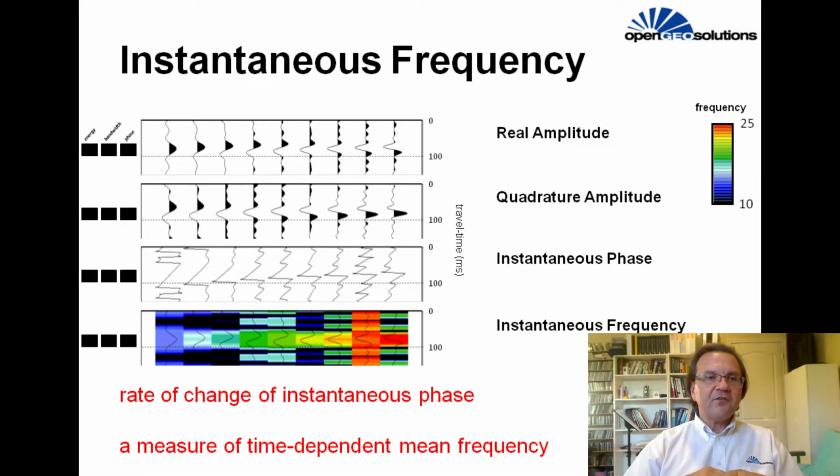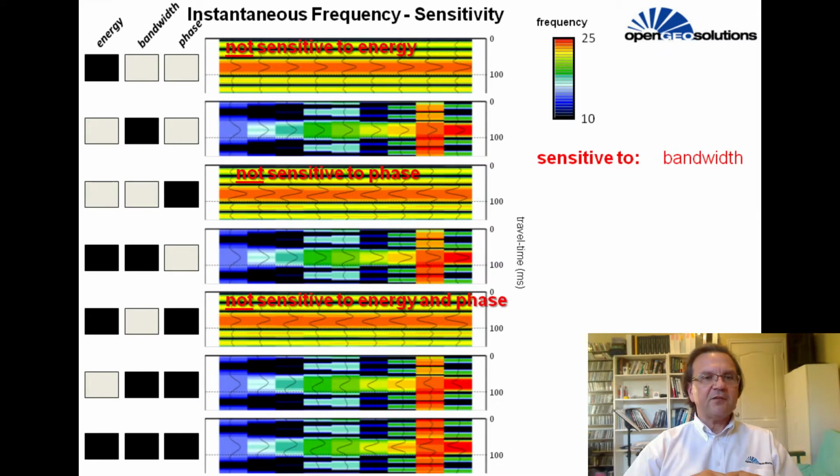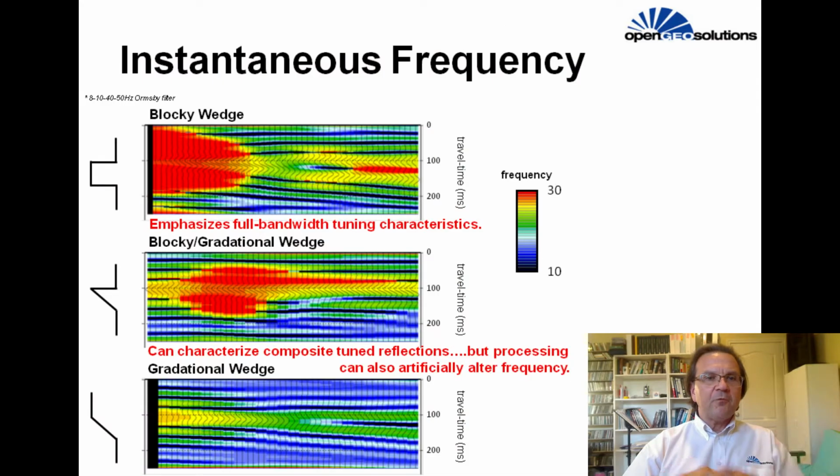Instantaneous frequency is the rate of change of instantaneous phase. It is a measure of time-dependent mean frequency. Tuning aside, it is sensitive to bandwidth, but not energy or phase. It can be helpful for looking at changes in thickness and rock or fluid properties. Since reflection events are often composed of multiple, closely spaced thin beds, the superposition of multiple reflections can produce an instantaneous frequency pattern that characterizes the composite reflection.